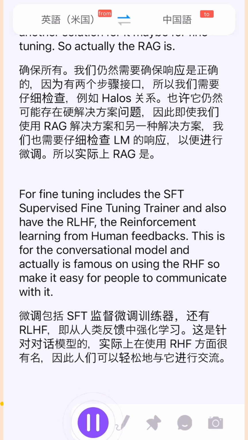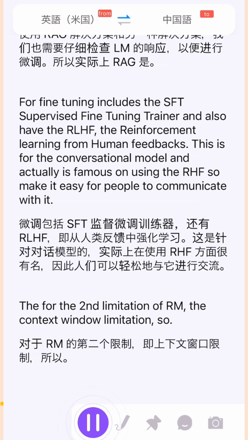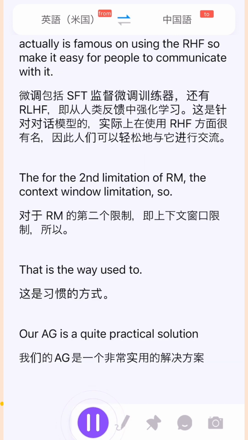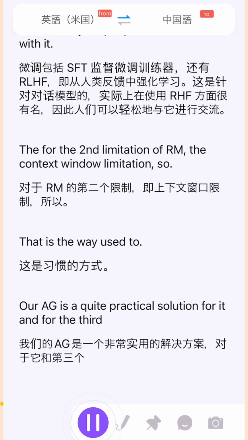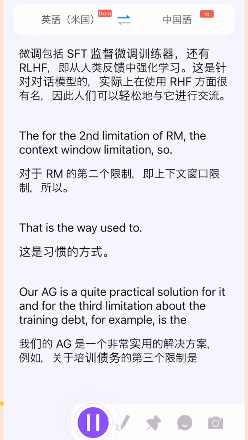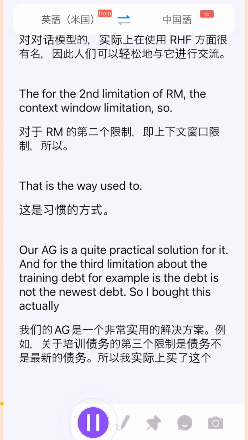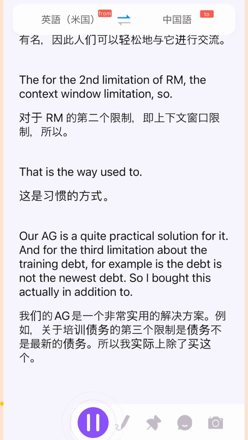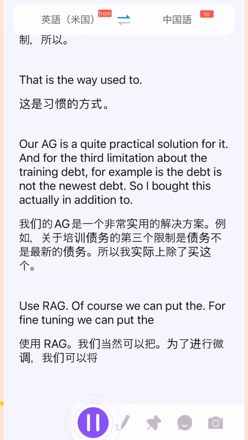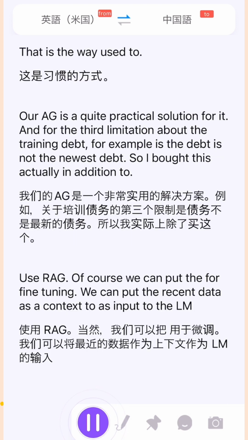So for the second limitation of LLM, the context window limitation, RAG is a quite practical solution for it. And for the third limitation about the training data, for example, the data is not the newest data. About this, in addition to using RAG, of course, for fine tuning, we can put the recent data as a context as input to the LLM.